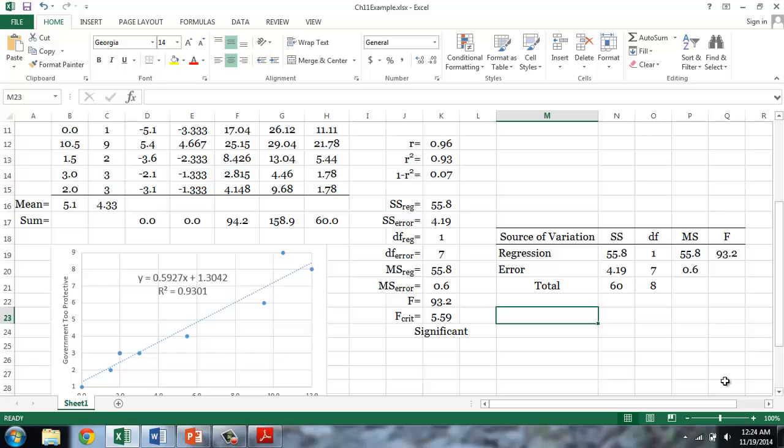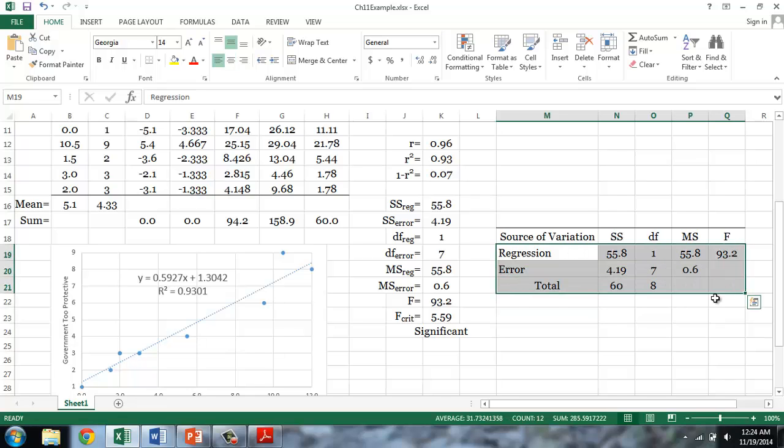Generally, the results of a significance test for a regression are presented in an analysis of variance summary table similar to this. The total are simply equal to the sum of the regression and error sum of squares and the sum of the degrees of freedom.